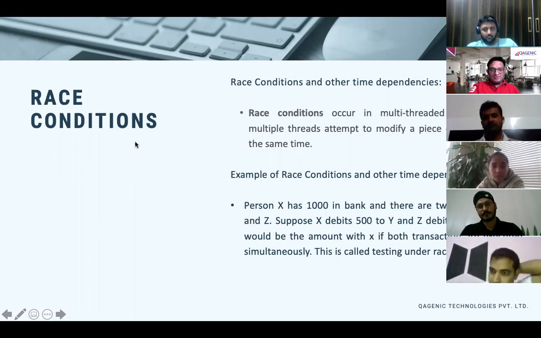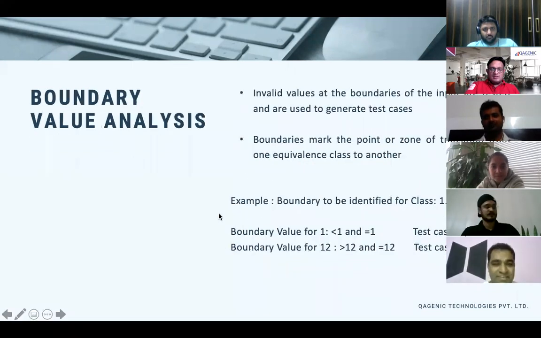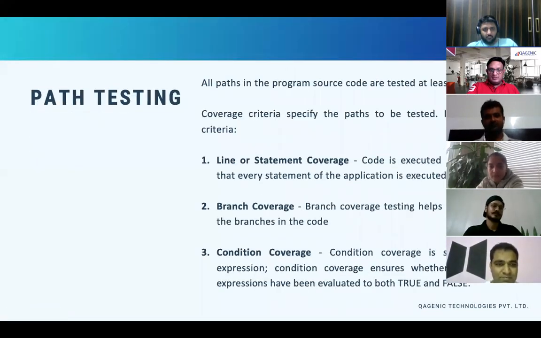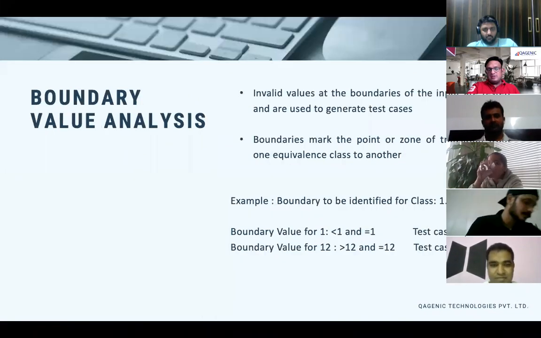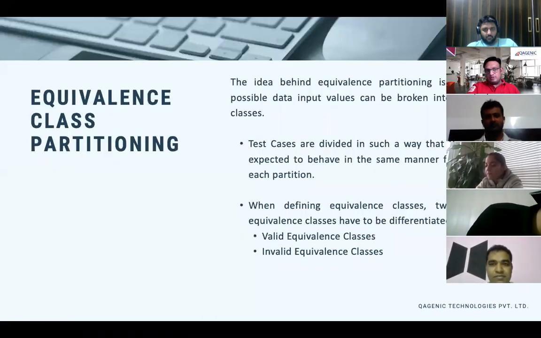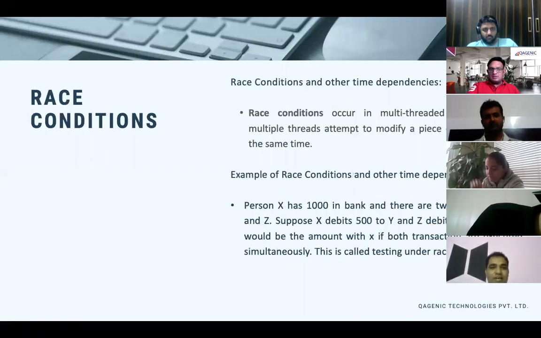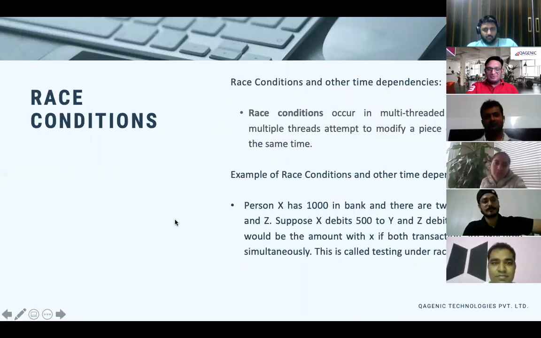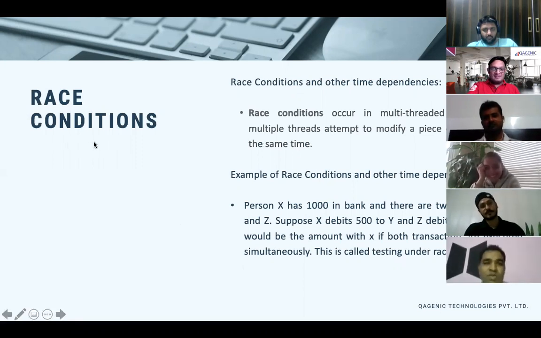Can you take this forward? We just completed, let me take you back. We completed the white box coverages, and for the black box, we completed boundary value and equivalence class, and we are now on the race condition. I am getting some pings from my client as well, so I'll address those while you take this ahead. Okay, guys.